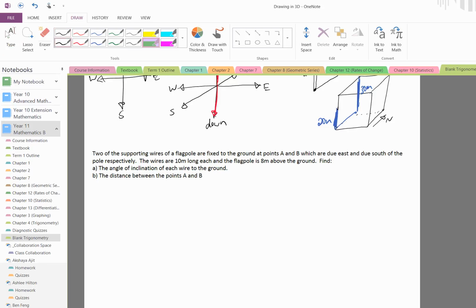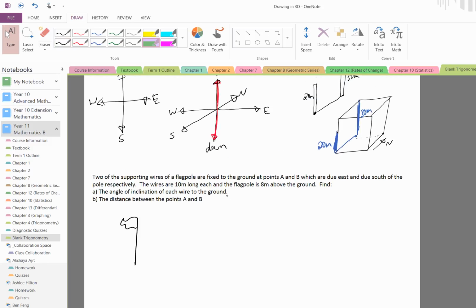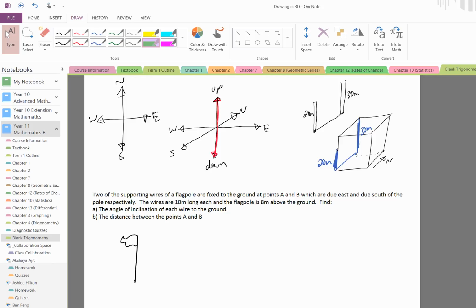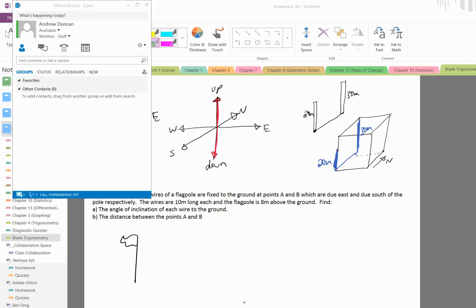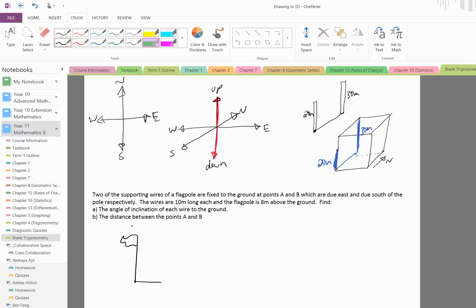I'm going to draw the flagpole first. So here's my flagpole, and it's fixed at the ground by points A and B. One is due east. So if I look at my 3D compass rose, I can see due east is just horizontally across. I've got point A, because it's due east. And then point B is due south. So south is that diagonal direction this way.